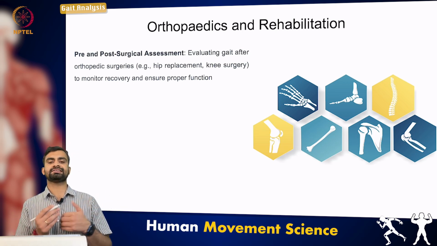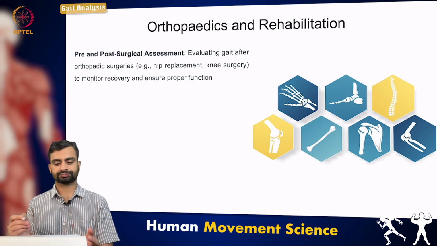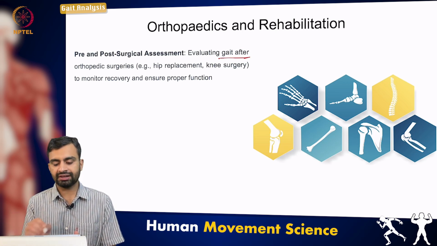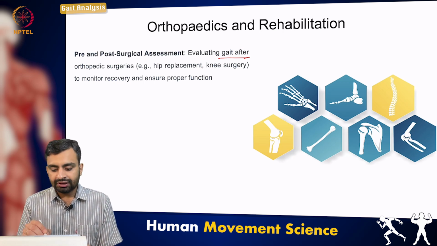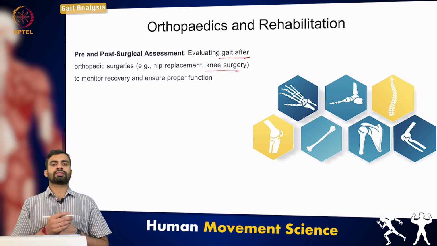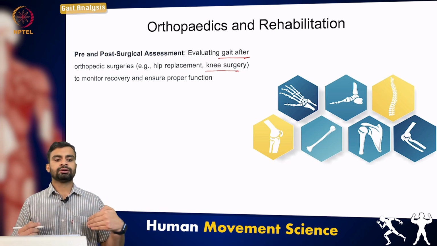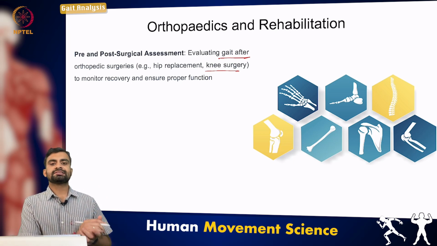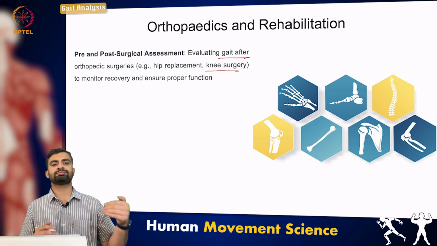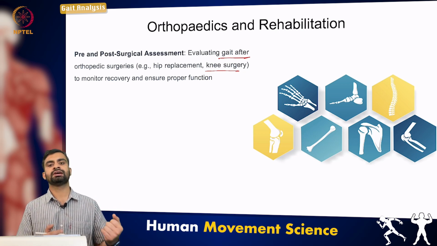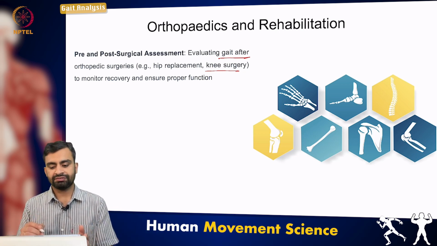The gait analysis will help the surgeons to evaluate the various gait parameters, for example for knee surgery. They will look at the various joint angles, forces being produced, or the timings, the various gait parameters like spatiotemporal parameters, which we discussed in the previous slides.